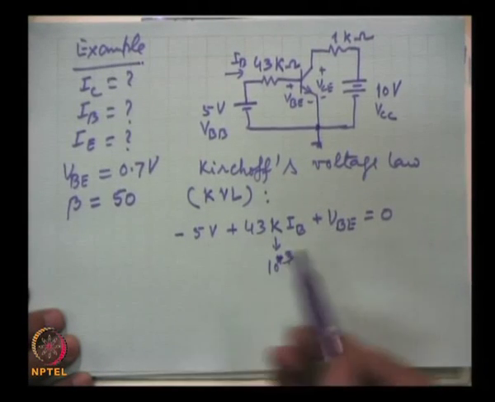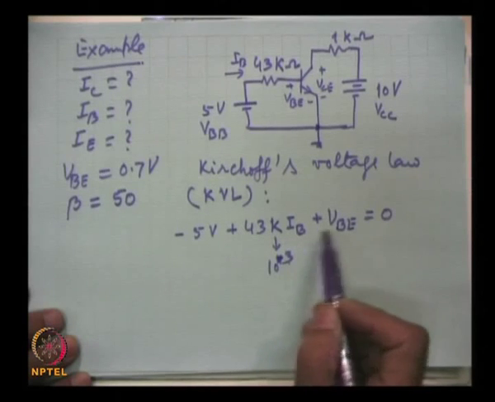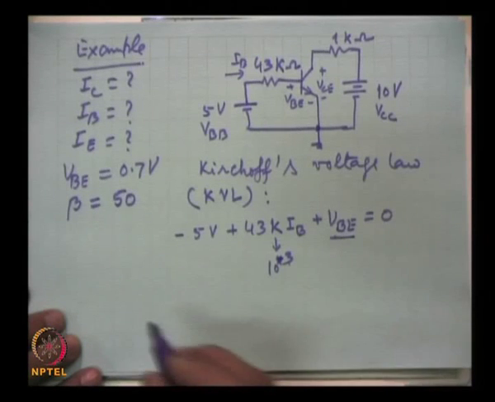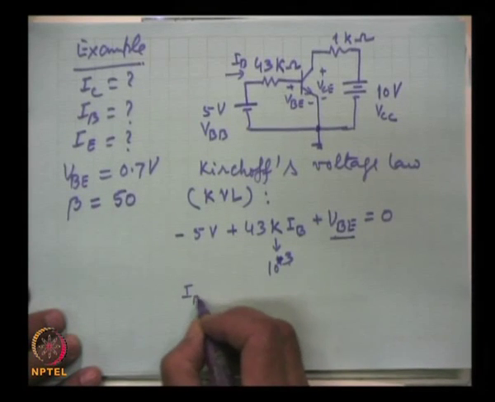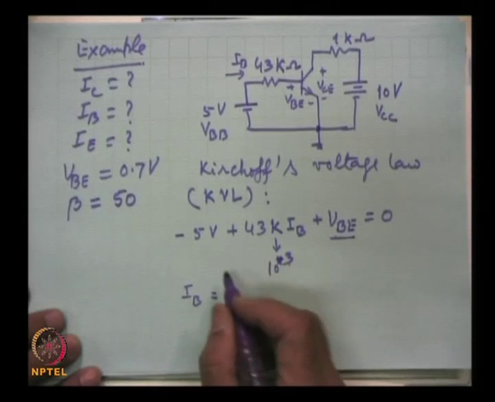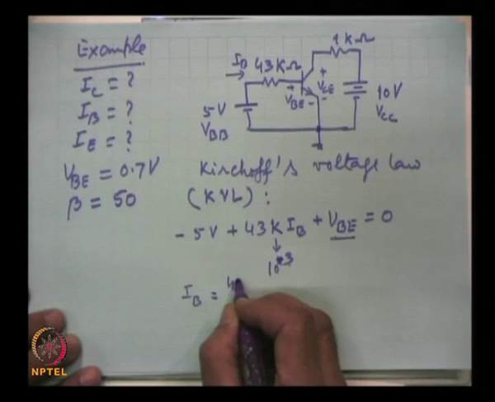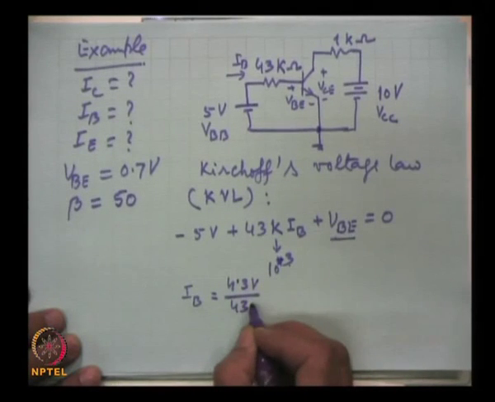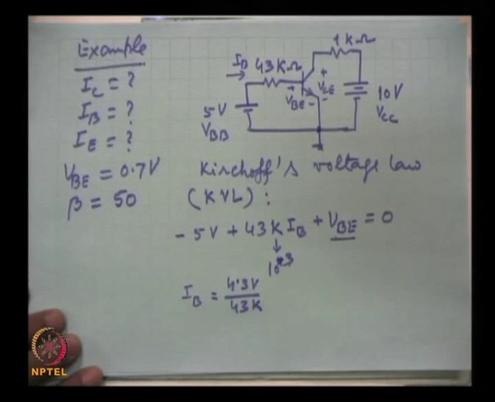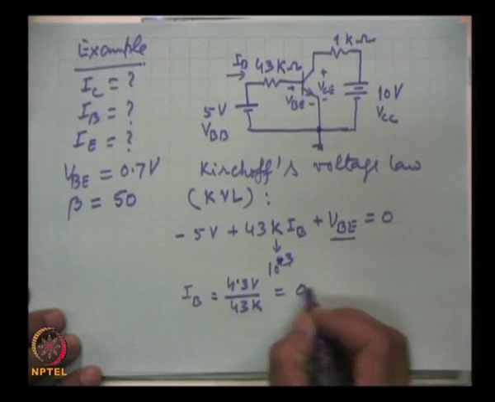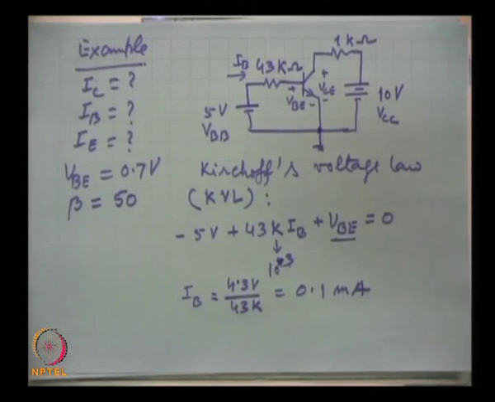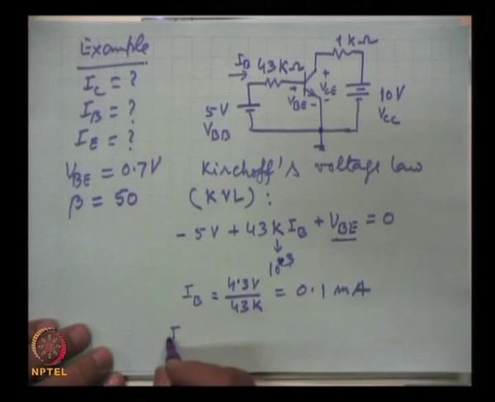Here 5 volts minus 43 K times IB minus 0.7 volts equals zero. So, we substitute and we get IB equal to 4.3 volts divided by 43 K, and that gives 0.1 milliampere. So, base current is 0.1 milliampere, and IC we can find out.